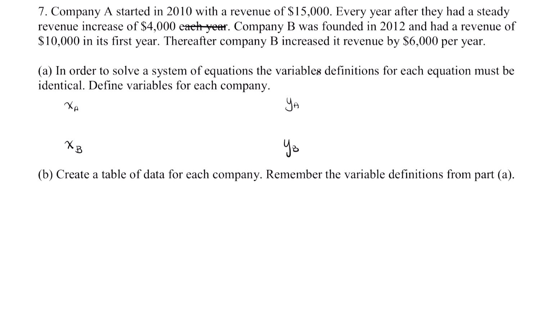Now, the easiest choice to make is for the dependent variables, that's the Y values, and we're distinguishing these by these subscripts of A or B depending on the company. So the dependent variable is the revenue. The revenue is dependent on the year. So let Y sub A represent the revenue of Company A in thousands of dollars.